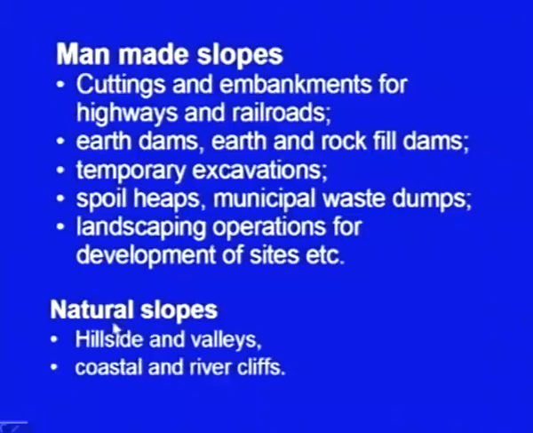Then natural slopes. As I told, natural means it is constructed by nature, not by human beings. For example, hills. Hills are a very good example, and you might have seen a lot of landslide problems in the hills and the valleys. The landslide problems have to be analyzed through the principle of stability of soils as well as stability of rocks. These are the examples of natural slopes, hillsides and valleys.